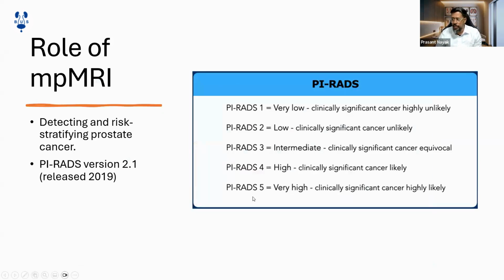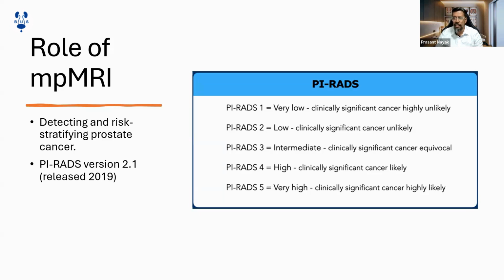PI-RADS scoring is a Likert scoring that tells about the chance of having clinically significant prostate cancer. PI-RADS 1 is a very low chance, PI-RADS 2 is low, PI-RADS 3 is an intermediate chance of finding clinically significant cancer, 4 is a high chance, and PI-RADS 5 is a very high chance that this lesion is definitely going to be clinically significant prostate cancer.